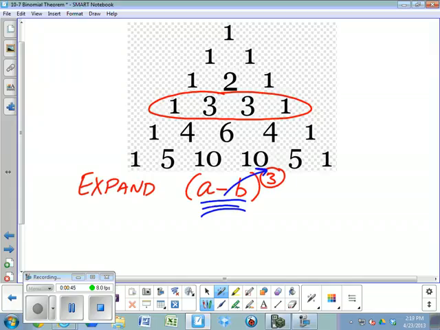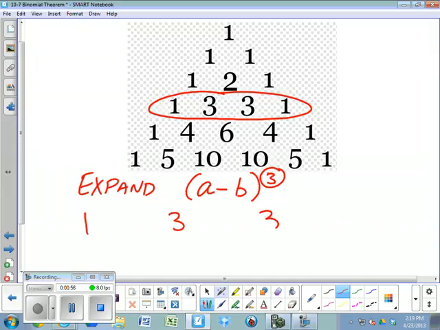Good? Once you've identified that row, write down those coefficients from left to right and keep them nice and spread out. So we're going to use 1, 3, 3, 1. That's step 1. Step 2.